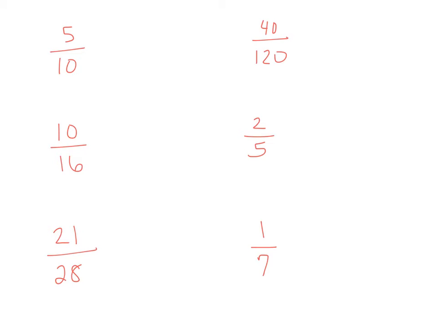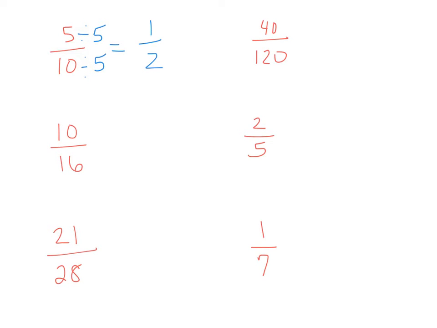Our first fraction, 5/10, we can divide both of these numbers by 5. The reason why I know that is because I know that numbers that end in 0 and 5 are both divisible by 5. They can be reduced to 1/2. Feel free to pause this video at any time and try them on your own and then check your work with me. That's another option too.